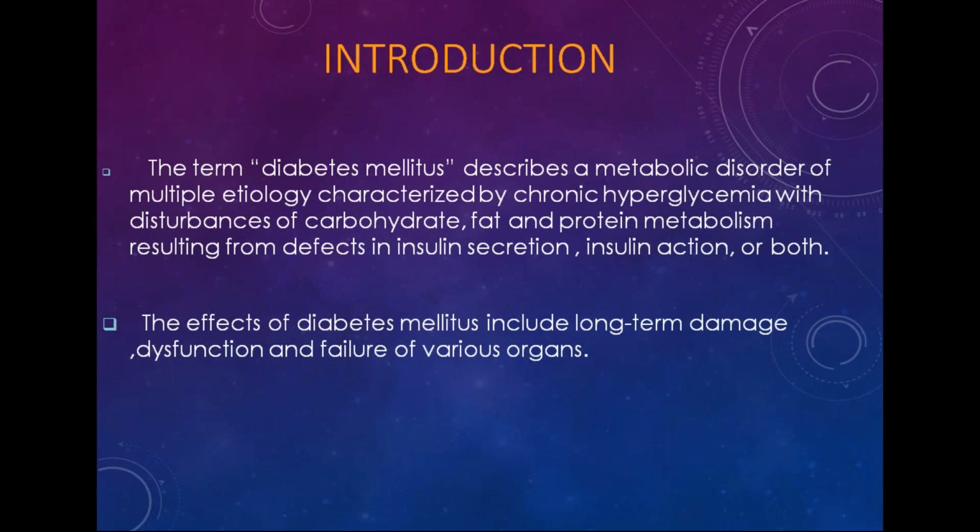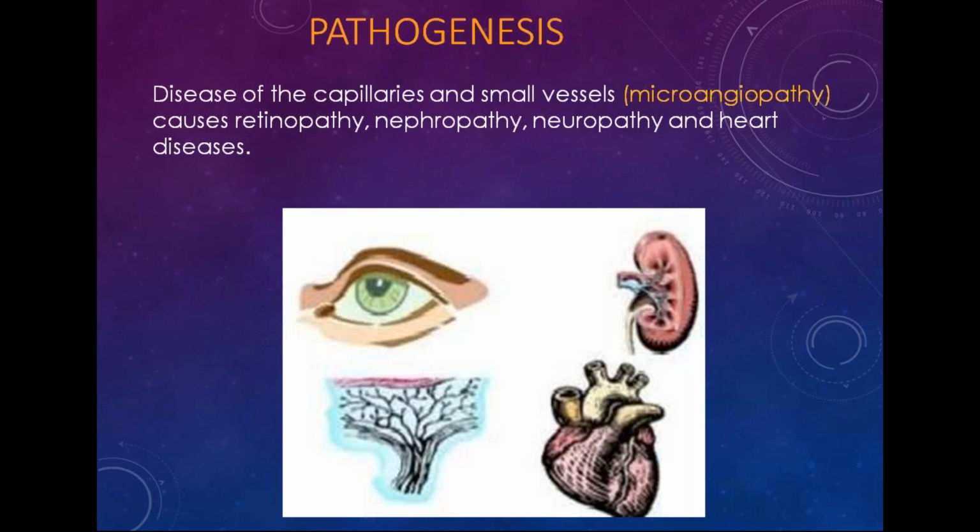The effect of diabetes mellitus includes long-term damage, dysfunction, and failure of various organs. It is mainly microangiopathy, that means it affects the small vessels, causing diabetic retinopathy, nephropathy, neuropathy, and heart diseases. These are the most commonly affected organs in diabetes: eyes, most commonly retinopathy; kidneys, nephropathy; peripheral neuropathy; and heart diseases, coronary vascular diseases, ischemic heart attack. Ischemic heart attack is most commonly caused by diabetes.